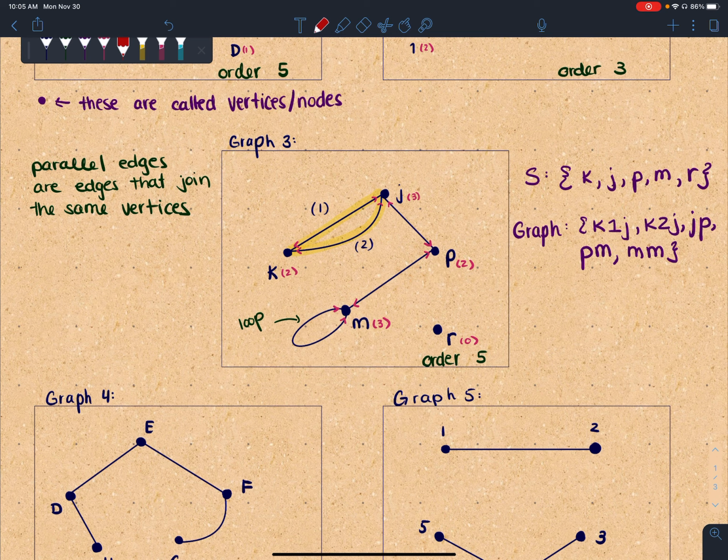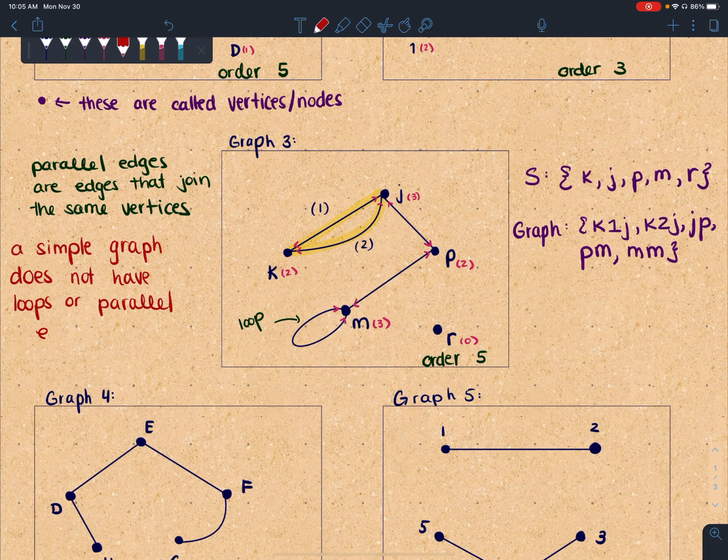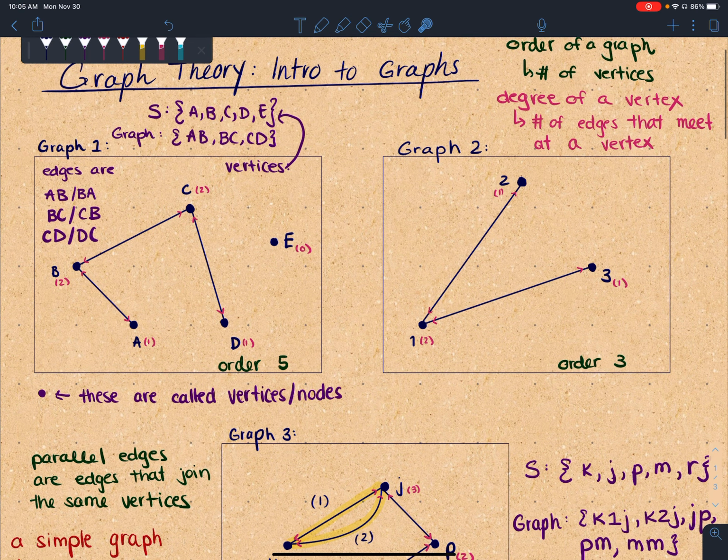So a simple graph does not have loops or parallel edges, which means graph 3 is not simple, graph 1 is simple, graph 2 is simple.